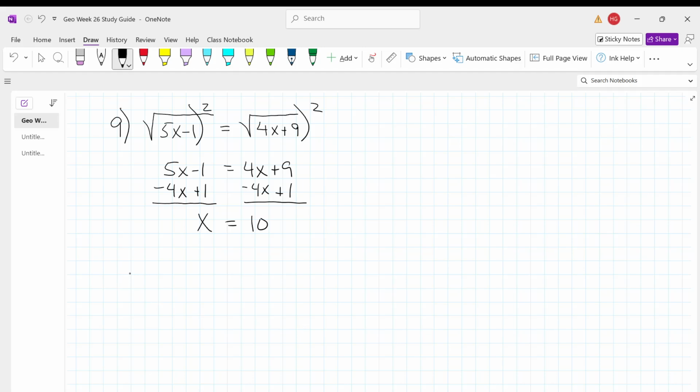And then problem number 10. You're solving and identifying any extraneous solutions. We've got x is equal to the square root of 4x plus 12. So again, we're going to get rid of this square root symbol by squaring both sides. We get x squared is equal to 4x plus 12.